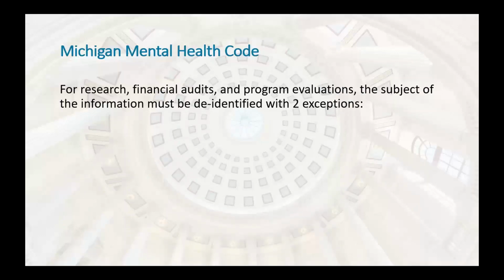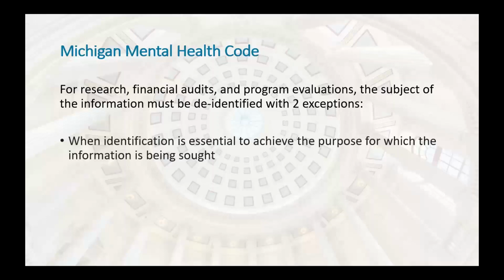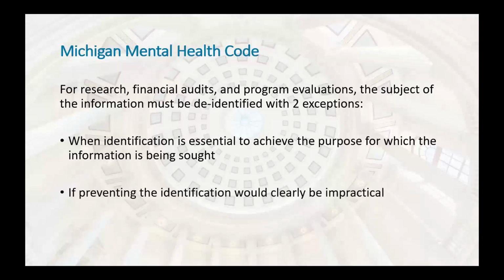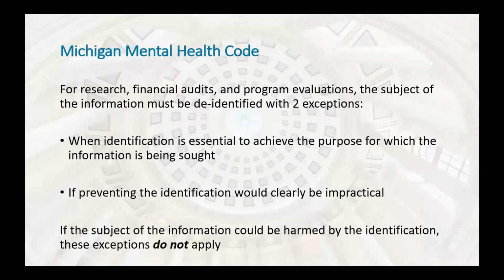For the research, financial audit, and program evaluation exceptions, the subject of the information must be de-identified. However, there are 2 exceptions when this may not be required. When the identification is essential to achieve the purpose for which the information is being sought, or if preventing the identification would clearly be impractical. Please note, if the subject of the information is likely to be harmed by the identification, these exceptions do not apply.